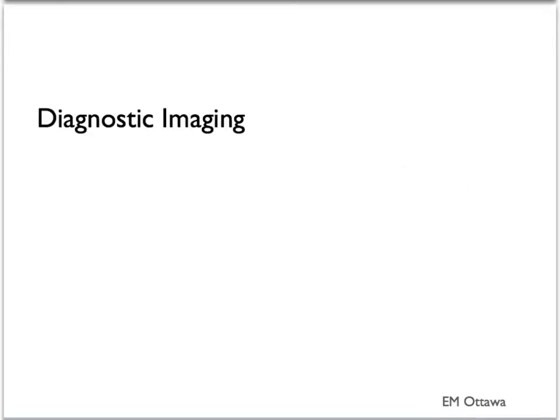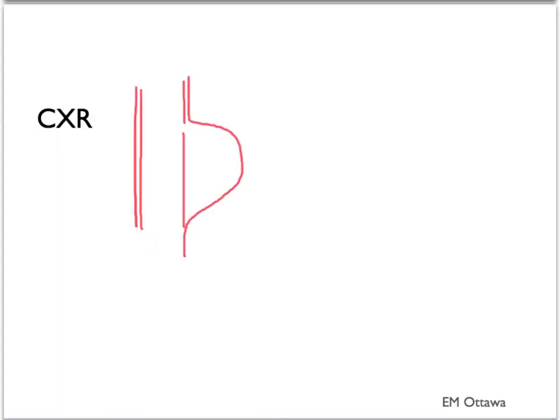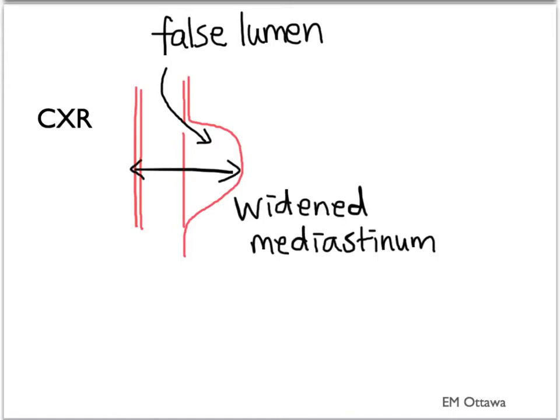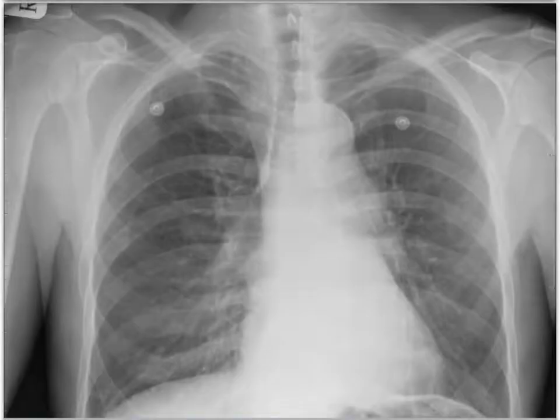The diagnosis of aortic dissection lies in diagnostic imaging. It consists of chest X-ray, ultrasound, and CT scans. In an aortic dissection, a false lumen is created. As that expands, the mediastinum will look wider on the chest X-ray. On this chest X-ray, you can see that the mediastinum is wider.